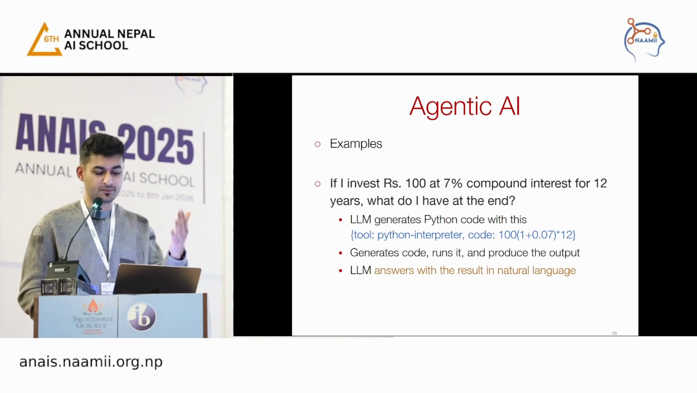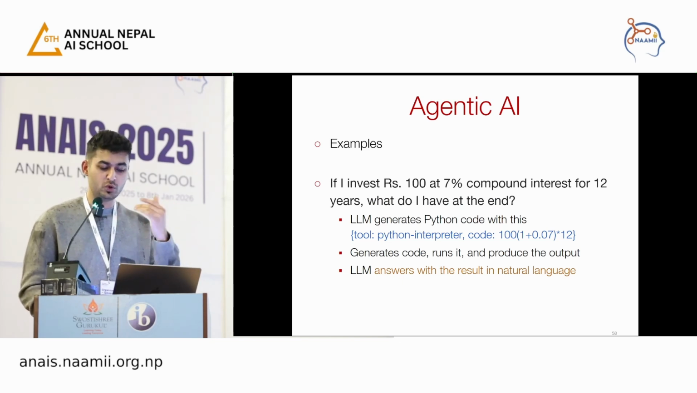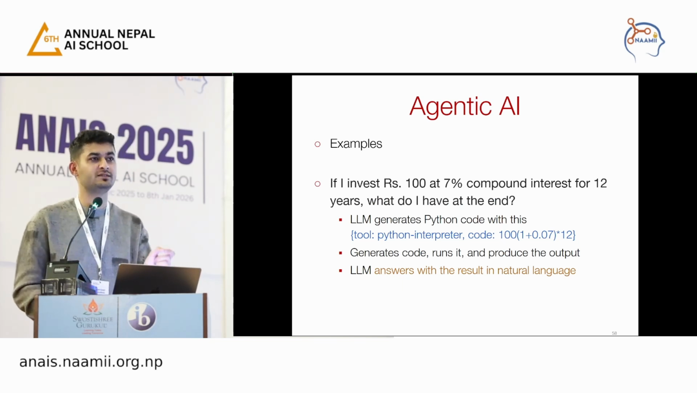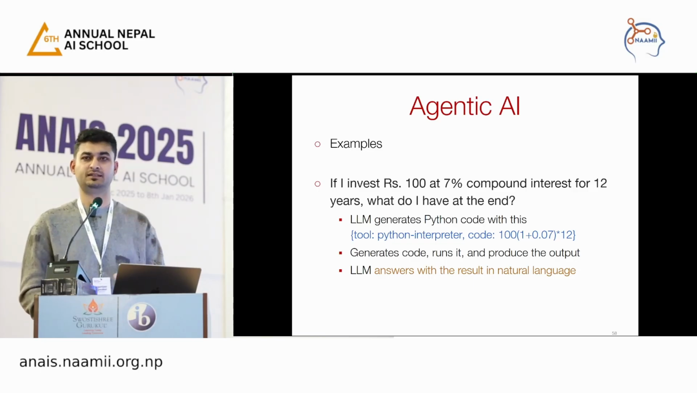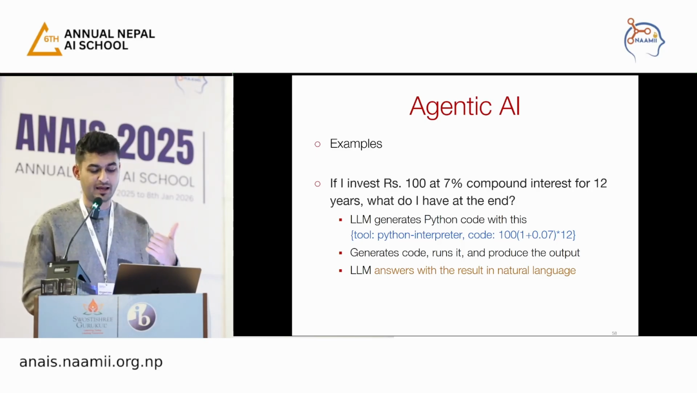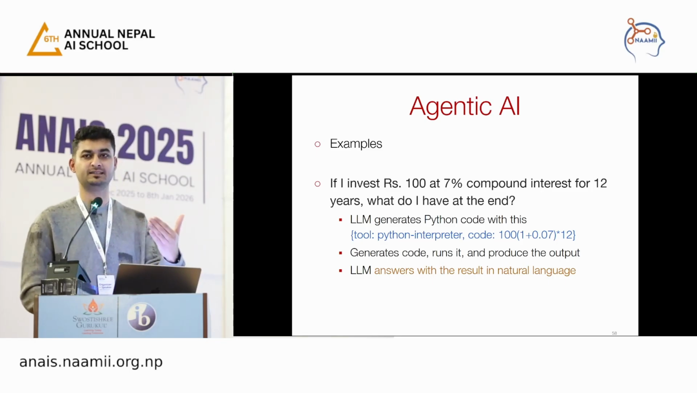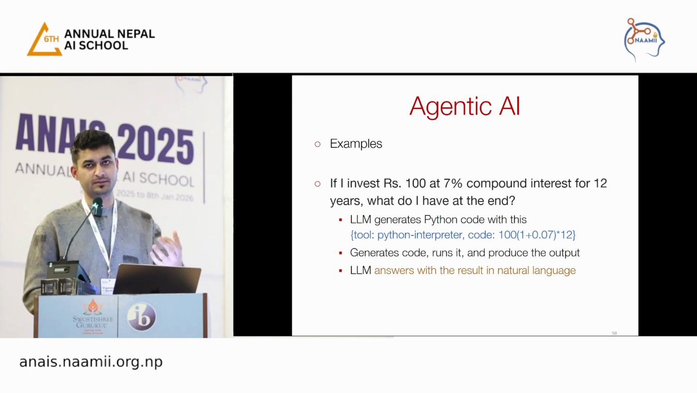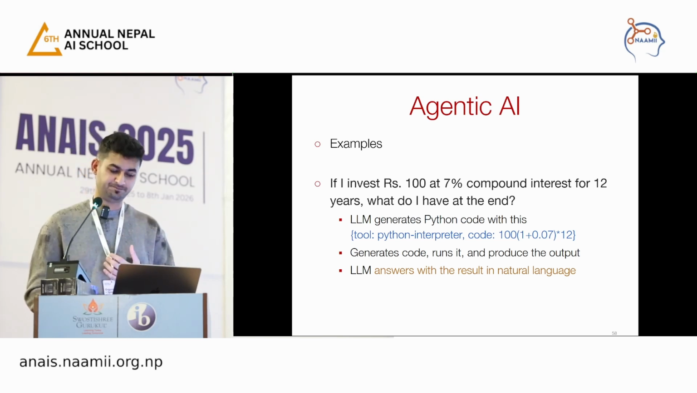Other examples as well. If I invest something at a certain compound interest, what do I have at the end? If you look at these kinds of questions, there's an explicit calculation that needs to be done, or in other words, program execution. So the LLM generates some code. It says to use a Python interpreter, and the code just gives me the result of this. The LLM generates the code, the tool runs it and produces the output, and the LLM answers with the result in natural language. So here the LLM decided itself that it needs a Python interpreter to run some calculation.